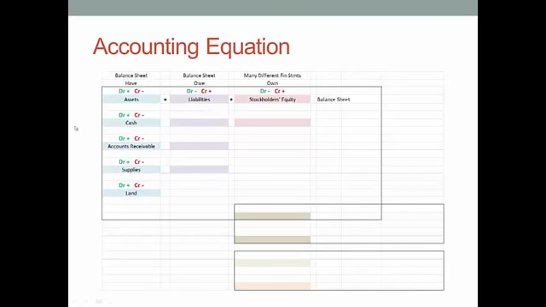Assets are of different types. We're looking at one here called cash. There's also accounts receivable when someone owes you money. There are also supplies, which are considered to benefit more than one period, so it is not supply expense. It's almost like a storeroom of supplies. And you can also have a large asset such as land.